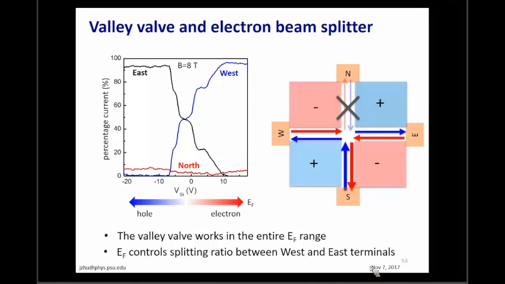And you can see that this one always gets very little current in the entire range. So it's not getting any current. That's the valley valve blocking. The east and the west show an X meeting in the middle, about 50-50. That is the electron beam splitting working. At the very deep hole regime, this side is getting all the current. In the very deep electron regime, this side is getting current, and they sum up to about 1. In the middle, it's 50-50.